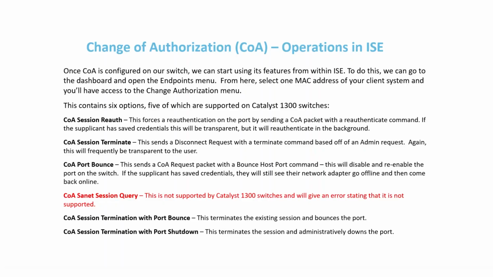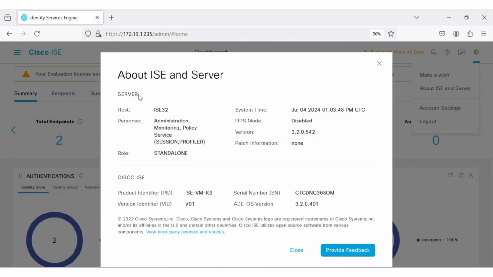Once COA is configured on a switch, you can utilize its features from within ICE. ICE contains 6 COA operation options, 5 of which are supported on the Catalyst 1300 series. I'll demonstrate each of the 5 once the settings are configured and verified. In this example, I'm using a Cisco ICE server version 3.2.